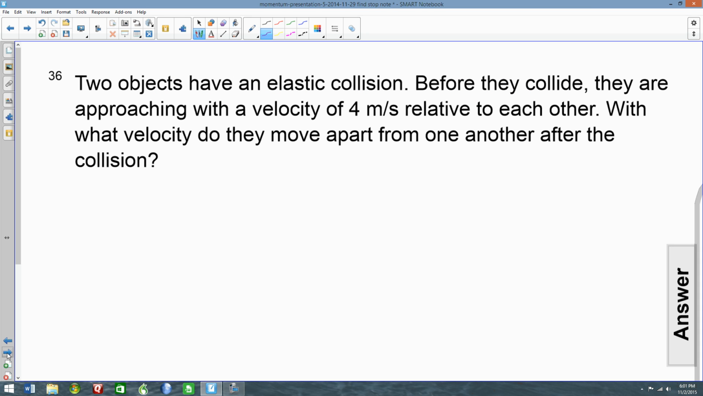Two objects have an elastic collision. Before they collide, they are approaching with a velocity of 4 meters per second relative to each other. With what velocity do they move apart from one another after the collision?